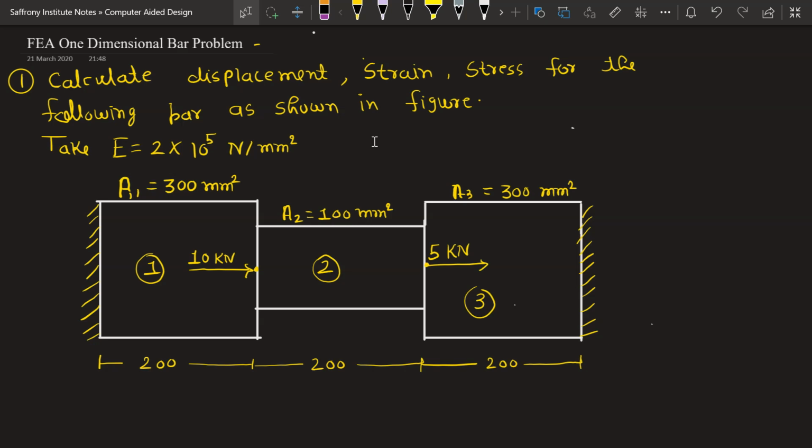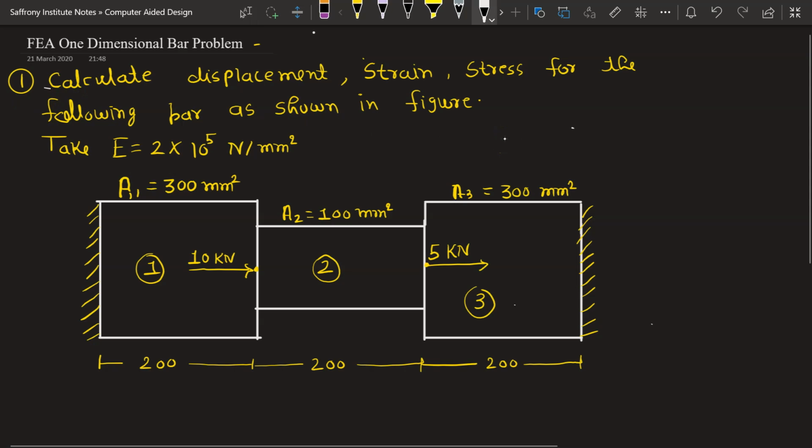So let us begin. I suggest that as I am explaining, you also keep a pen and paper with you and practice along with me, so you will remember all the steps. I will show you the number of steps and you just need to follow those steps in future and you will be able to solve any kind of bar problem. So let's begin by reading a numerical.